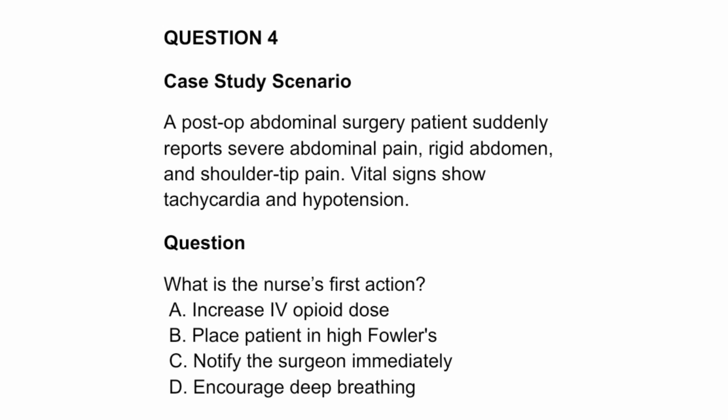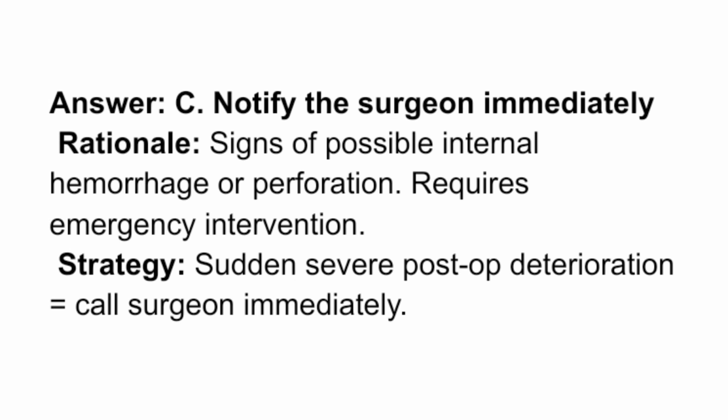Question 4. Case study scenario. A post-op abdominal surgery patient suddenly reports severe abdominal pain, rigid abdomen, and shoulder tip pain. Vital signs show tachycardia and hypotension. Question: what is the nurse's first action? A. Increase IV opioid dose. B. Place patient in high Fowler's. C. Notify the surgeon immediately. D. Encourage deep breathing. Answer C.